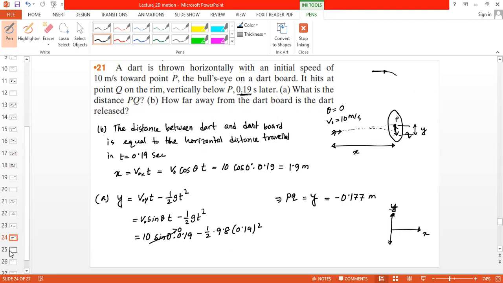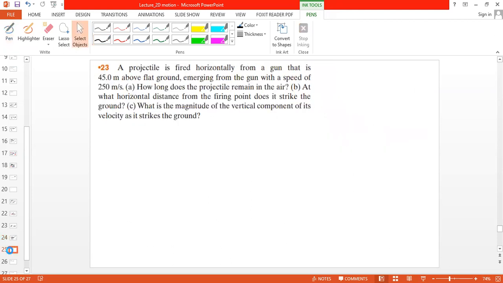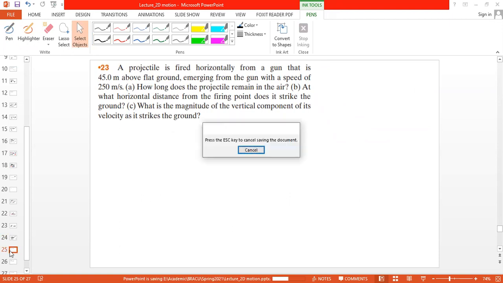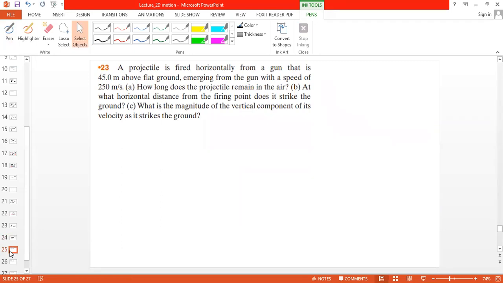Clear? So the next math is like this: a projectile is fired horizontally from a gun that is 45 meters above a flat ground, emerging from the gun with a speed of 250 meters per second. How long does the projectile remain in the air? Okay, and then at what horizontal distance from the firing point does it strike the ground? And the magnitude of the vertical component.